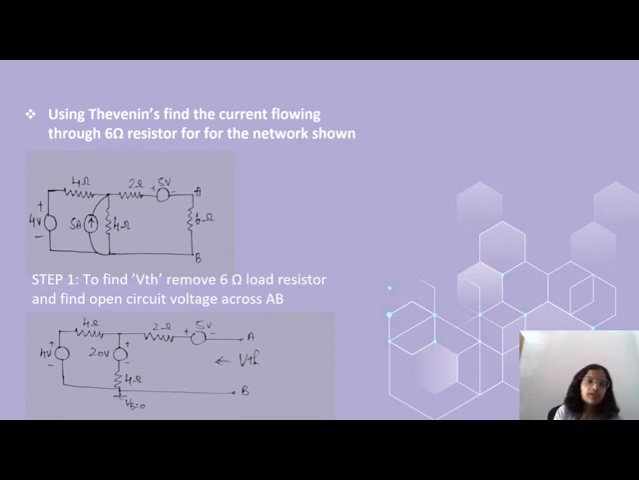In the network shown, the 5 ampere current source is connected parallelly to a resistor of 4 ohm, which can be converted into a voltage source in series with the resistor of 4 ohm by applying the equation V is equal to IR. So further, the simplified circuit will consist of a 20 volt voltage source in series with a 4 ohm resistor.